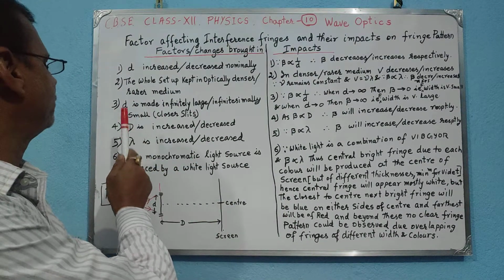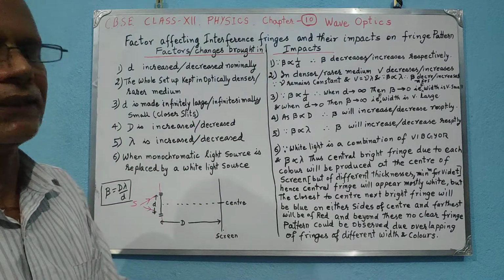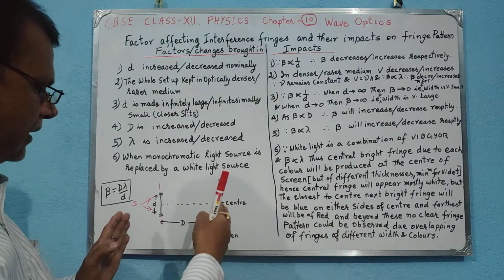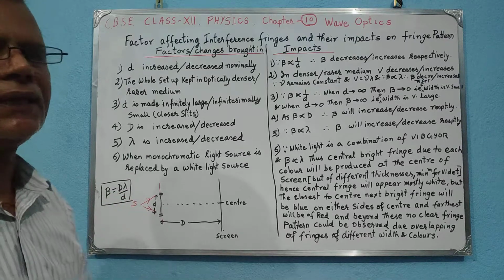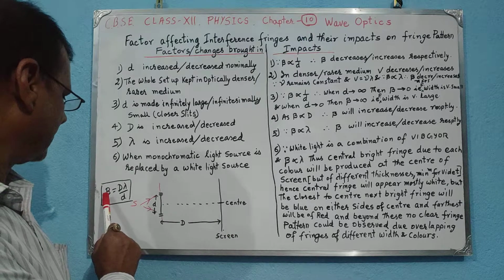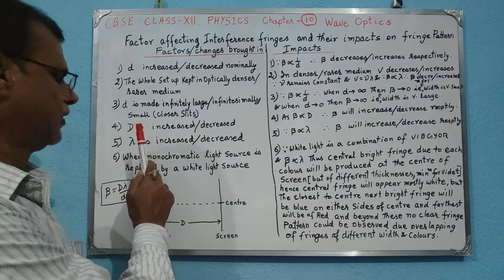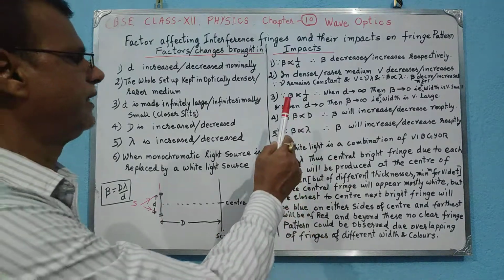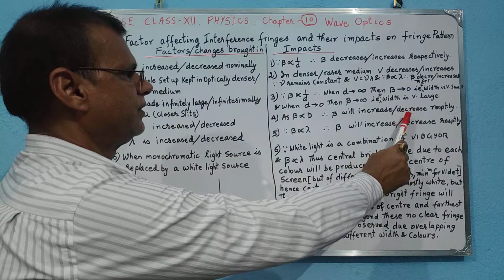Now we talk about the fourth factor which affects the interference pattern. If the capital D is increased or decreased, meaning the distance of the screen from the slit is increased or decreased. Now if we see the relation beta is equal to capital D lambda by small d, we can see that fringe width is directly proportional to capital D. If D is increased, meaning the distance of the screen from the slit is increased, then fringe width will increase. If D is decreased, then the fringe width will decrease.